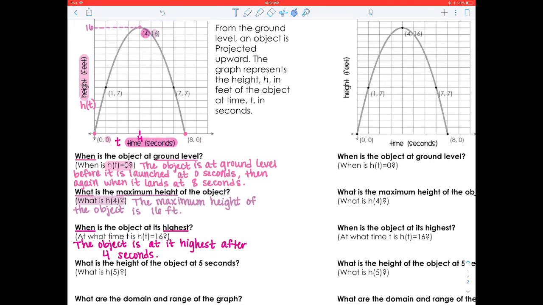Also, the other way of asking this in function notation, it was asking for the t value. It was giving us the h of t value. So asking at what time t is h of t 16? So basically asking what is t when h of t is 16, or the height is 16.